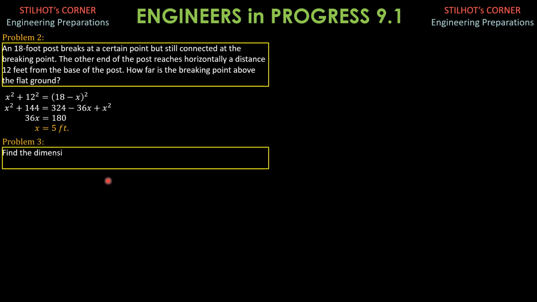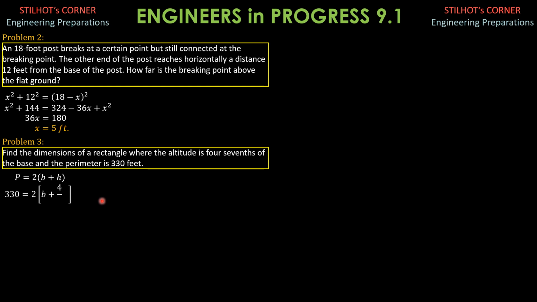Problem 3. Find the dimensions of a rectangle where the altitude is 4/7 of the base and the perimeter is 330 feet. So the perimeter is 2 times quantity b plus h. So the perimeter is 330 equals 2 times quantity b plus 4 over 7 of b, because it is mentioned here that the altitude h is 4/7 of the base.